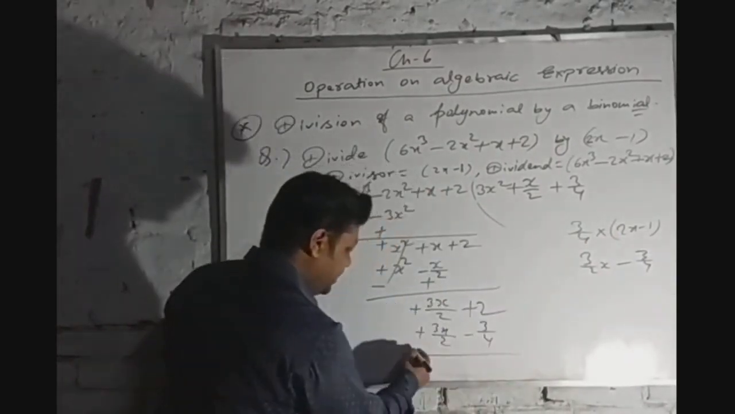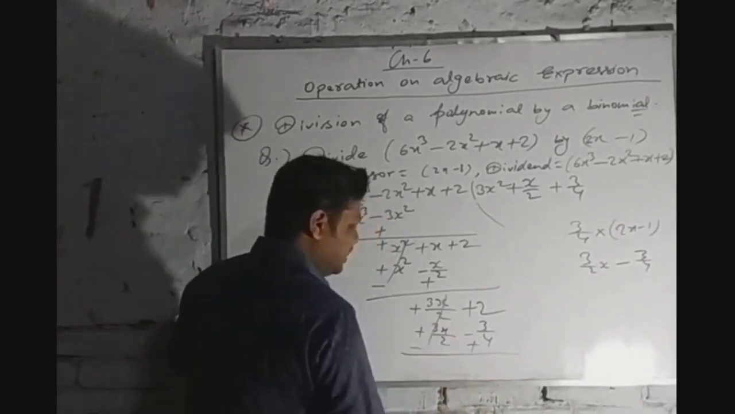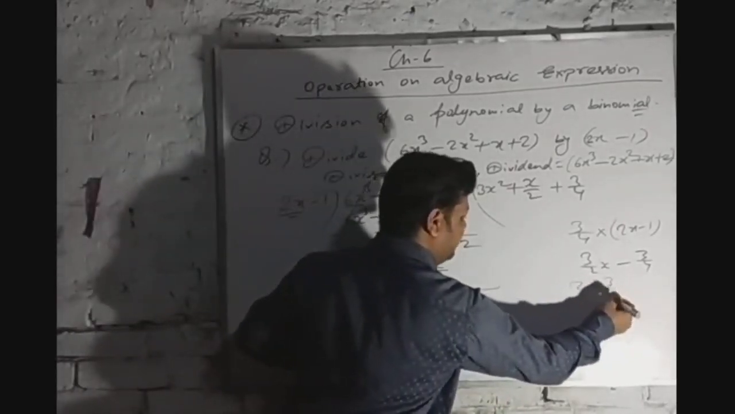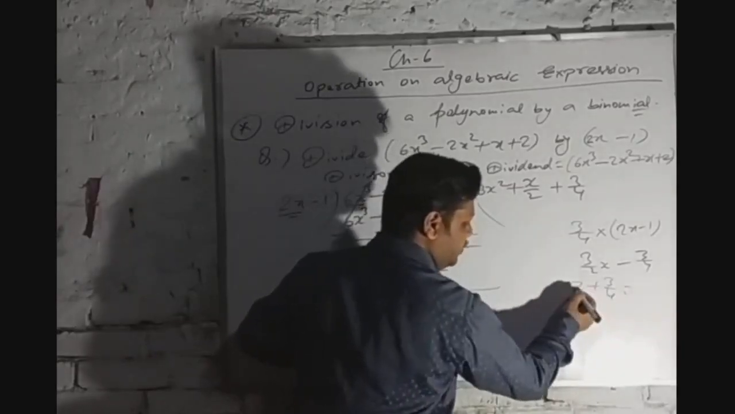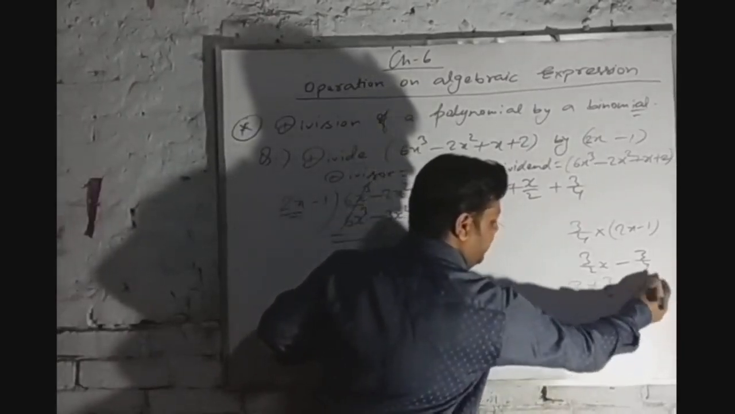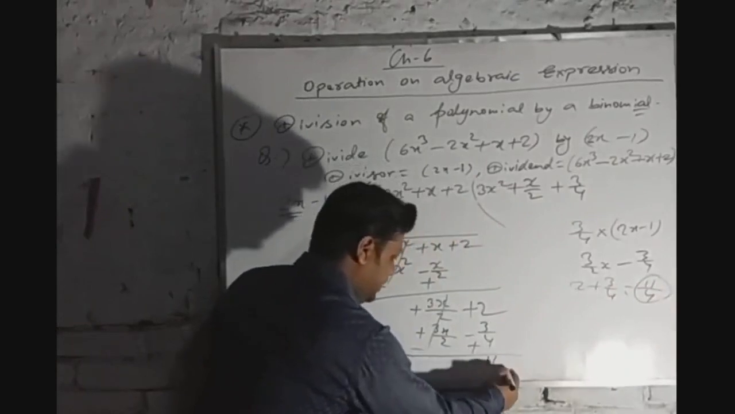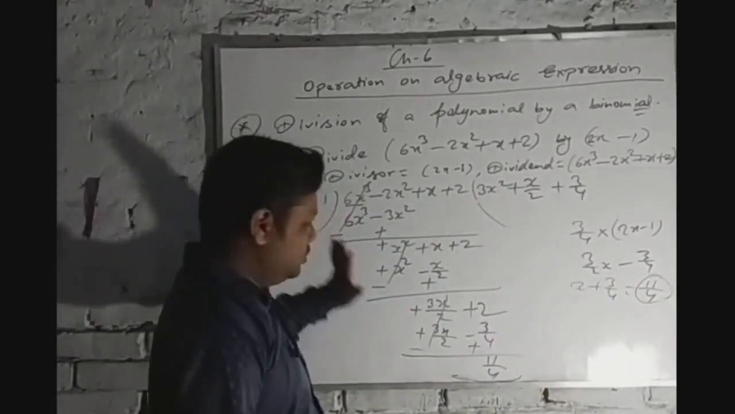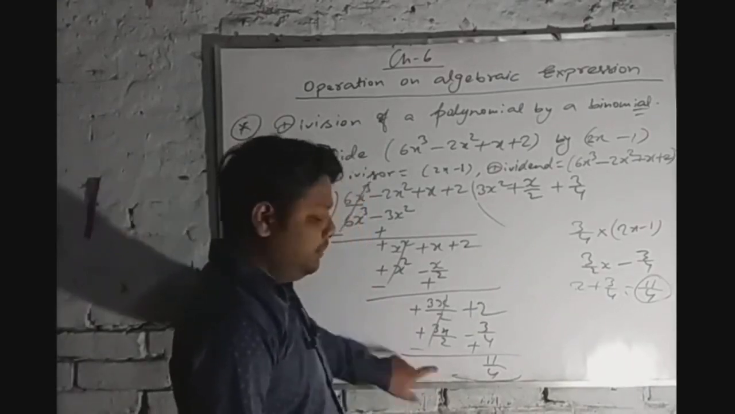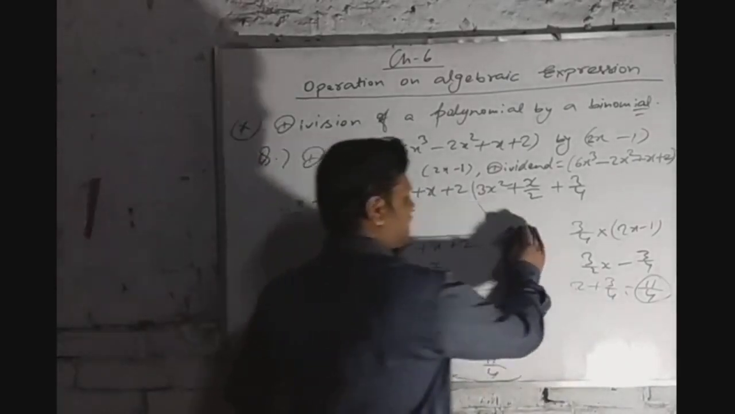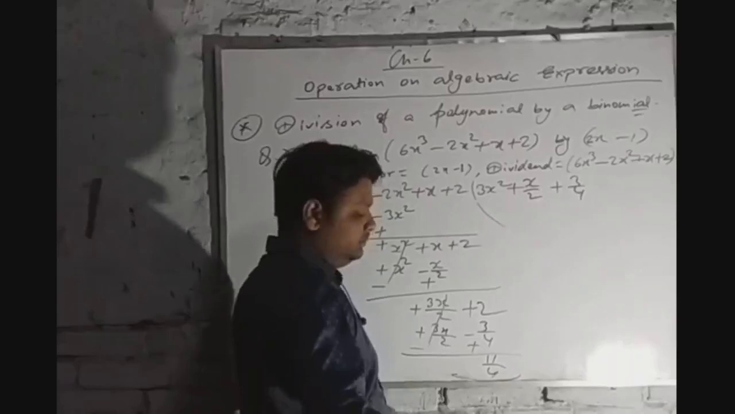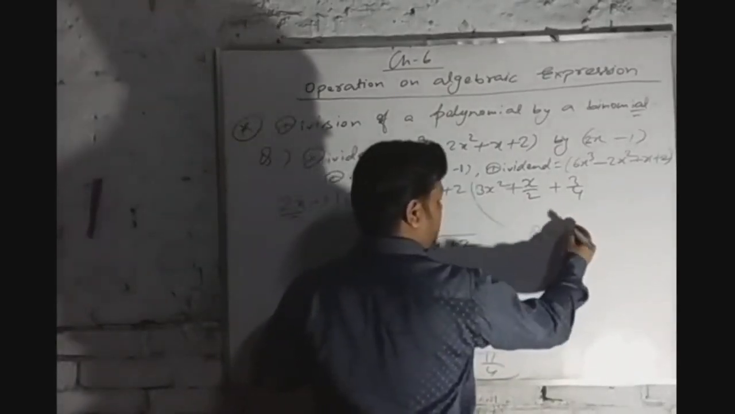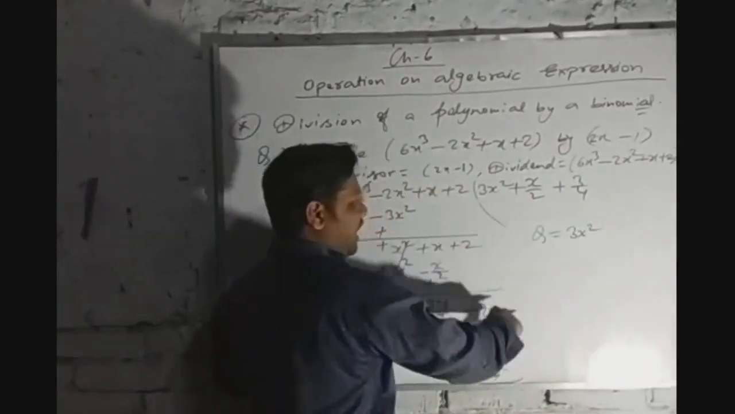Now change the signs: plus then minus, minus then plus. Cancelled out, only the constant term is left, that is 2 plus 3 by 4. If you solve, 4 twos are 8 plus 3, you get 11 by 4. It is the only constant term, and the variable is x, so it is the remainder. Now we can write that the quotient is equal to 3x square. I have used the first letter.